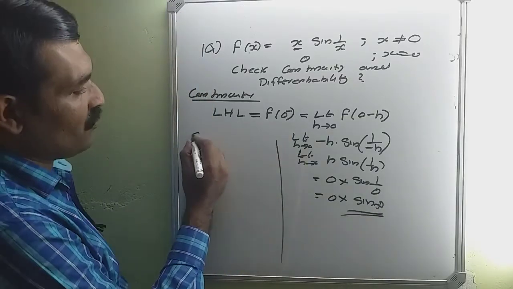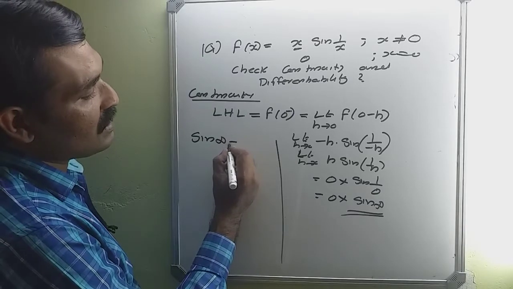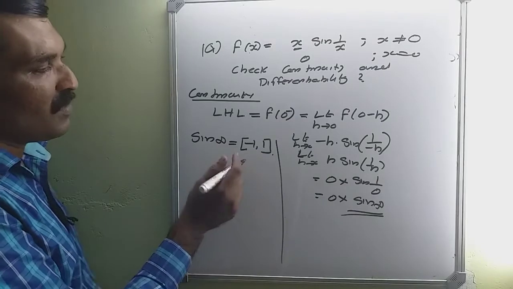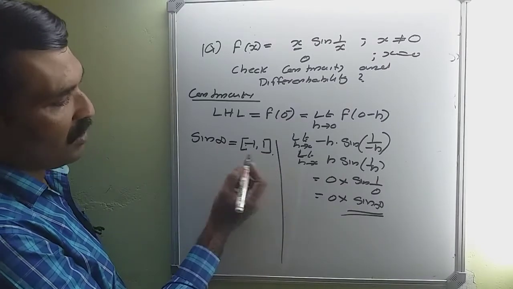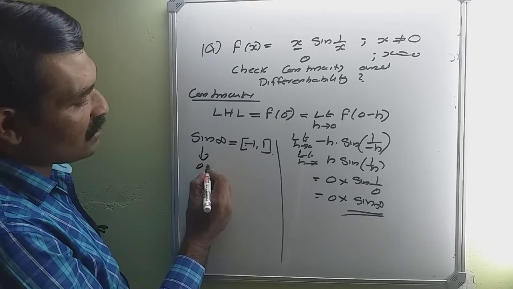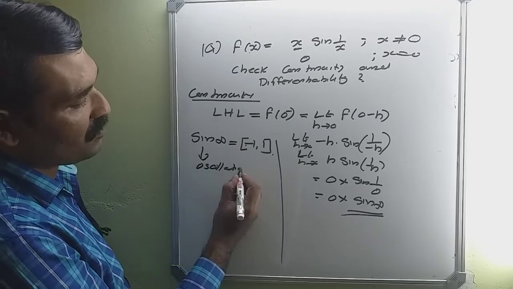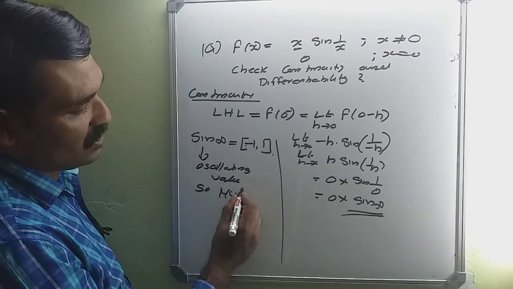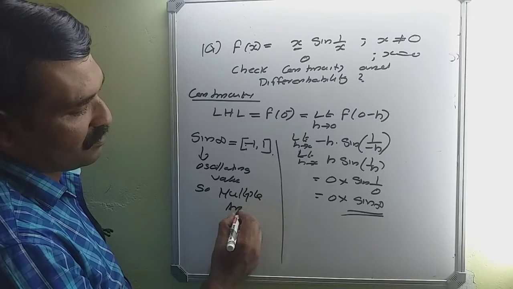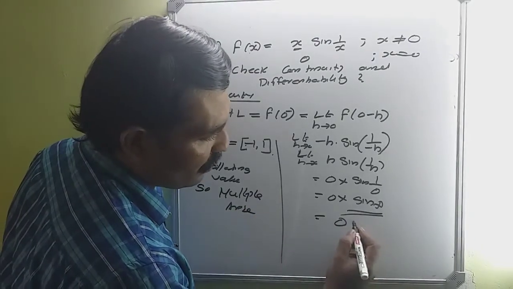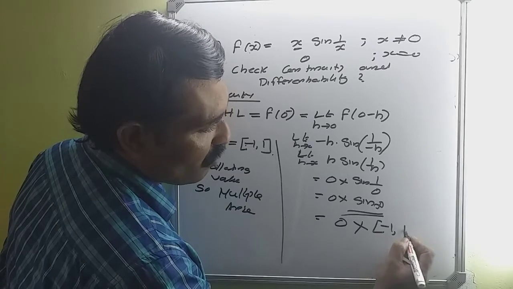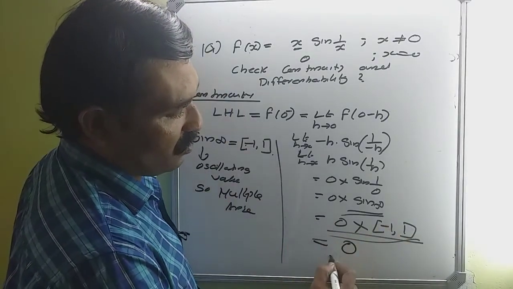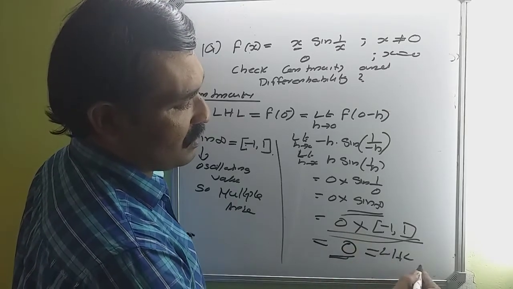What is the value of sine infinity? Sine infinity is equal to the closed interval minus 1 to 1. That is any value between minus 1 and 1. That means this is an oscillating value. So we have multiple answers. This implies this is equal to 0 into the closed interval minus 1 to 1. So 0 into anything is equal to 0. This is equal to the left hand limit.